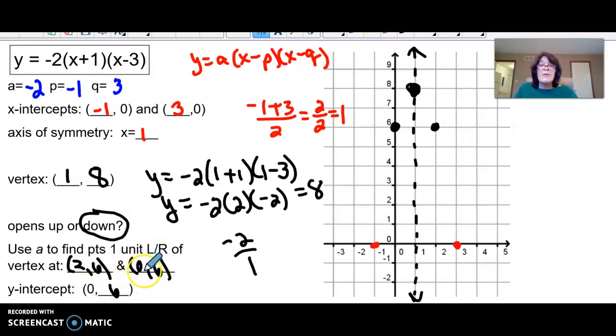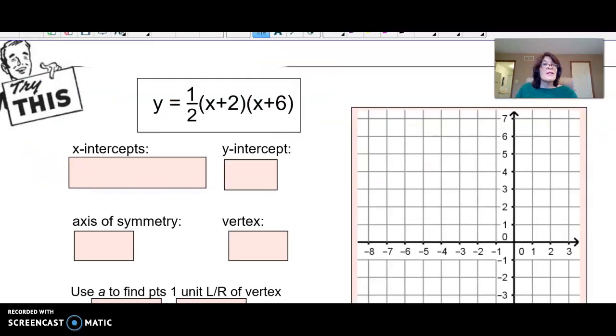But if that wouldn't be the y-intercept, I would put 0 up here for x. I'd get 1 times -3 is -3, times -2 is +6. So either way, I would have gotten this nice parabola. Okay? That's how you use intercept form. New, different, I know. Let's look at this one.